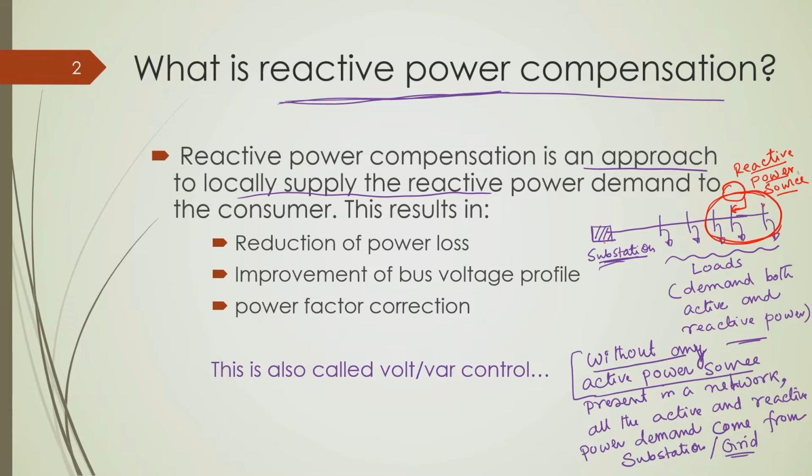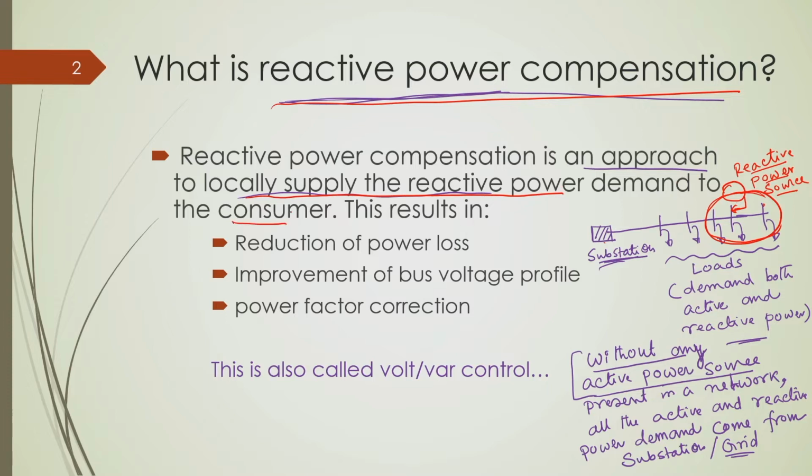So, supplying this reactive power locally by using any reactive power source is called reactive power compensation. Is it clear? This is the informal way to understand what reactive power compensation is. So, reactive power compensation is an approach to locally supply the reactive power demand to the consumer or to the load.